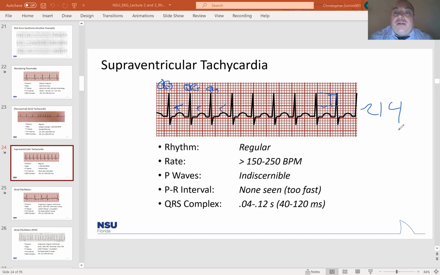Do the P waves have the same morphology? Well, no, we don't even have them to have a morphology. So you can kind of skip the rest of the P wave questions. So what can we ask ourselves next, right? So we can also skip the PR interval, because you have to have a P wave to have a PR interval. Okay. And now we can look at the QRS width.